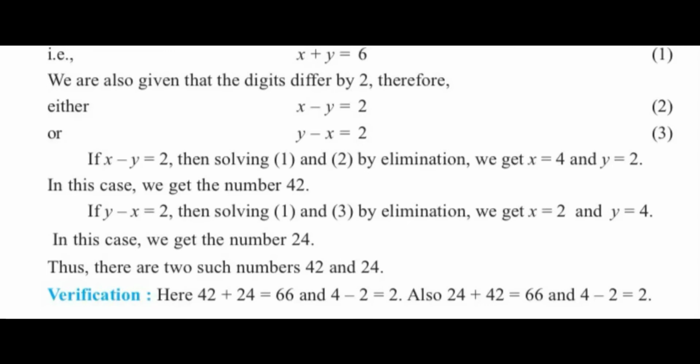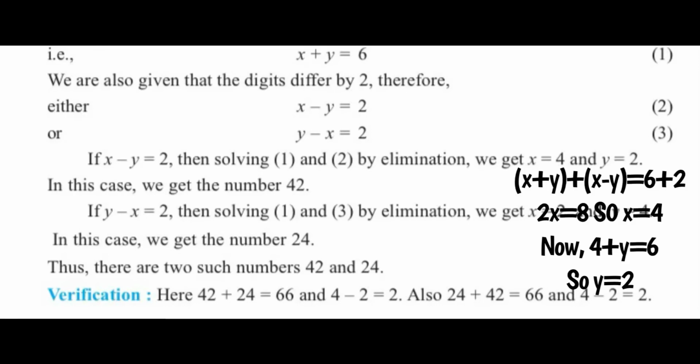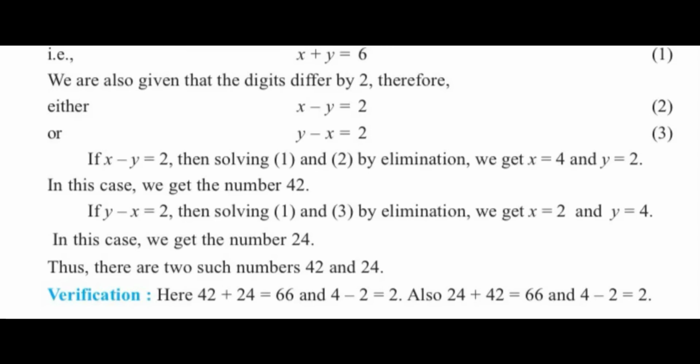Let us consider the first case first, that is x minus y is equal to 2. Now we will use the elimination method for solving. So add the first equation and the second equation, that is x plus y is equal to 6 plus x minus y is equal to 2. So we will get 2x is equal to 8, that is x is equal to 4, and substituting this value of x is equal to 4 in equation 1, we will get 4 plus y is equal to 6, which means that y is equal to 2. So our x is 4 and y is 2.